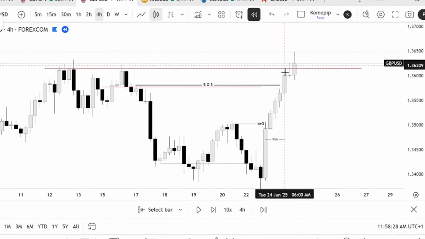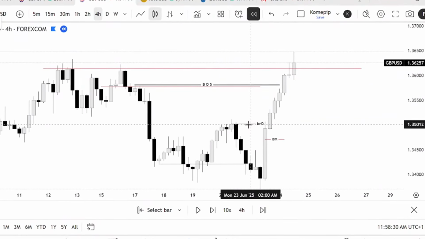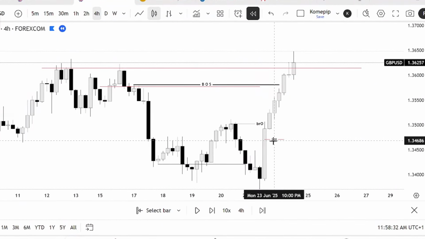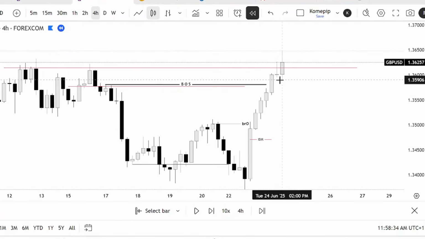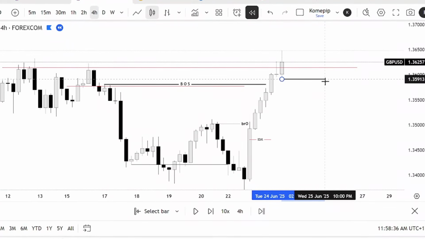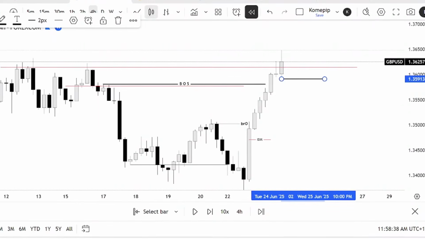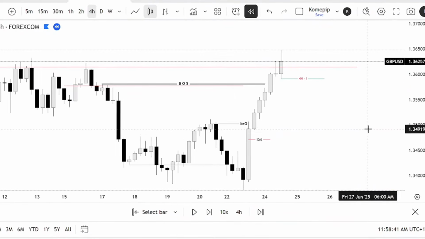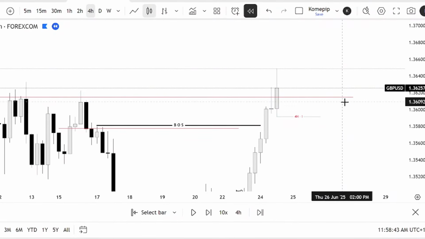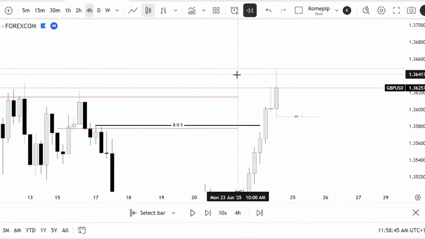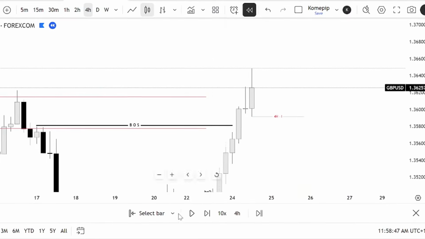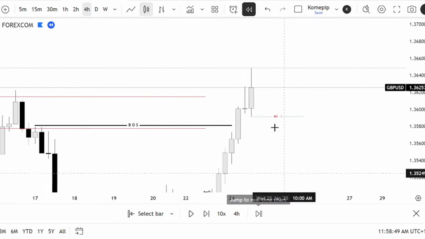Now of course, that rejection failed, and beyond that, remember, price had not come here, but on the same 4-hour time frame, we've seen another inducement. So this is what we call the 4-hour inducement. All right, so we have the inducement here. What else are we looking for?